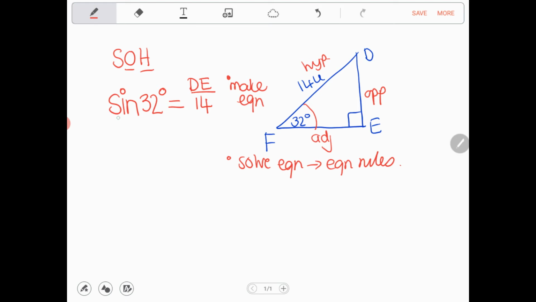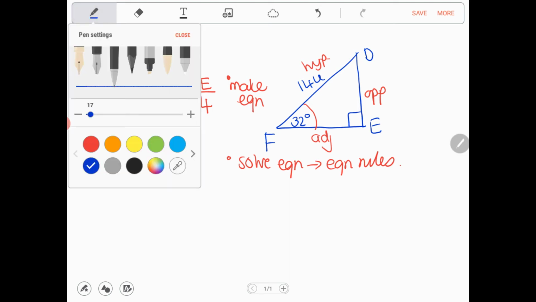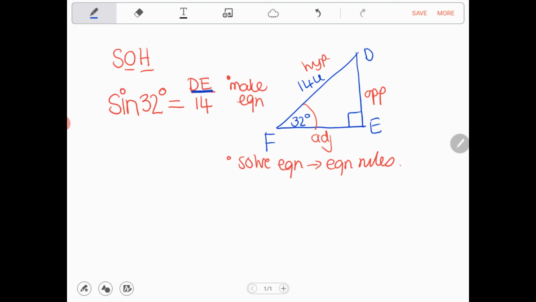All right, so we have one term on each side, so we're going to have to get the DE by itself here, which means that we need to multiply both sides by that 14. So DE would be 14 times the sine of 32. Right, we put this into our calculator. 14 times the sine of 32, and you get 7,42 units.